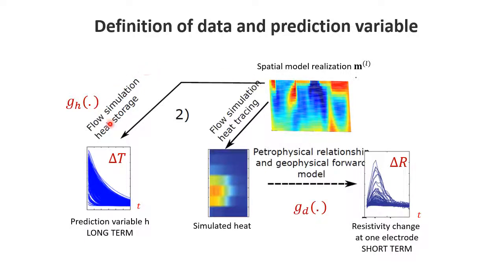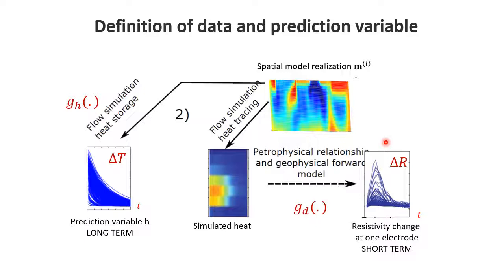So from that, we can predict the future, which is what we like, which is the prediction variable, which is the long term. So this time is long term, and what we'd like to have is the delta T, the decrease in temperature as we're producing the system. So for each model realization, I'll get that. Then secondly, of course, I'd like to also get a simulated data variable. So in this case, what we'd like to get is the change in resistivity as a function of time, but this is also short term.